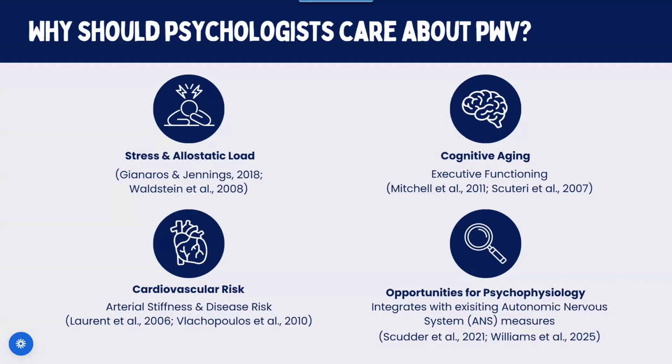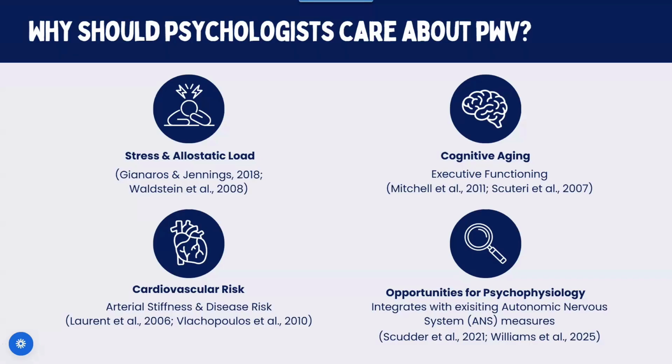Pulse wave velocity has also become one of the most widely accepted non-invasive markers of arterial stiffness, and arterial stiffness itself is strongly associated with cardiovascular risk. In fact, pulse wave velocity is increasingly being recognized as an independent predictor of cardiovascular outcomes, which is why it's becoming such an important measure in cardiovascular medicine.